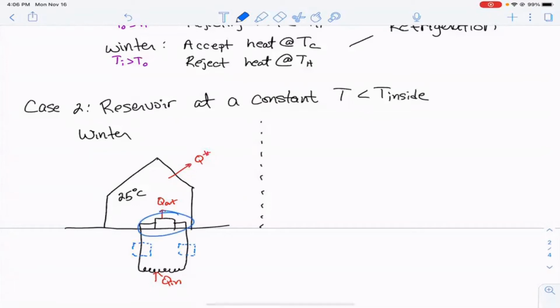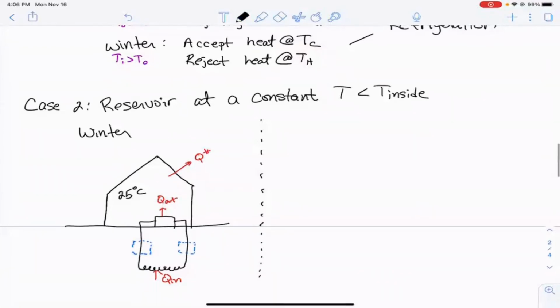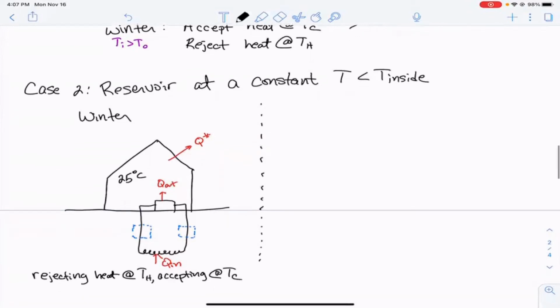Where these are the isothermal steps, right? And then these 2 are the reversible adiabatic steps. And so if you look at this, what's happening in the wintertime is that we are rejecting heat at T hot and accepting heat at T cold, okay? And if you look at this, this is exactly what a refrigerator does, just like we talked about a minute ago, right?